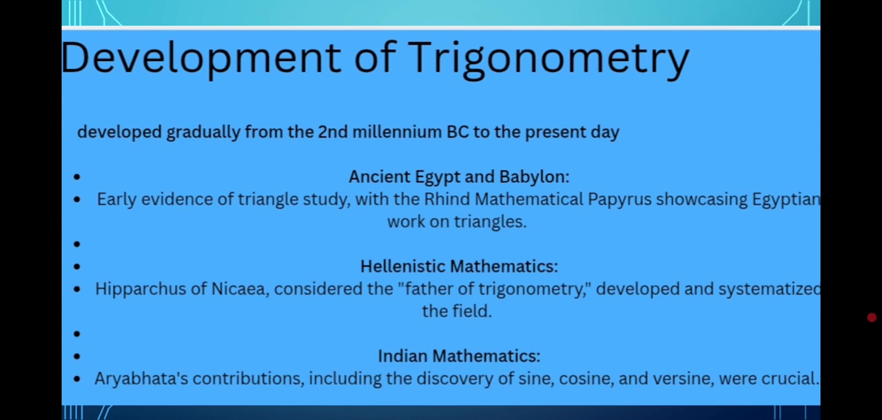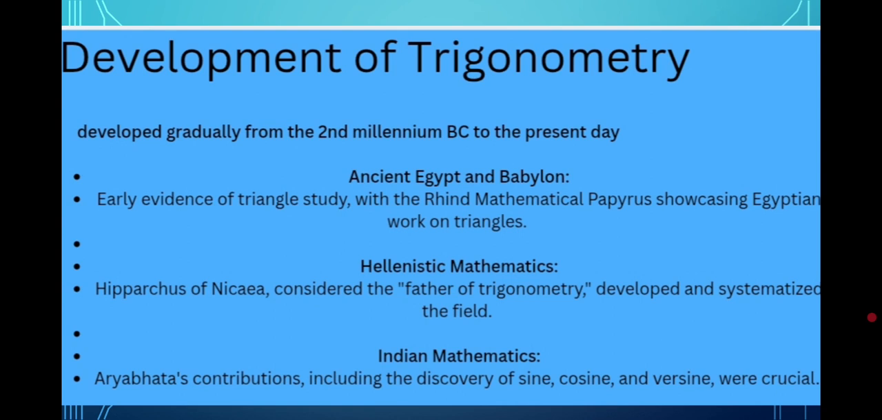The earliest evidence is the study of triangles, with mathematical papyrus showcasing Egyptian work on the triangle. So in the second millennium BC, the Egyptians and Babylonians worked on triangles and the sides of triangles. That is how trigonometry first developed. After that came the Hellenistic mathematicians.